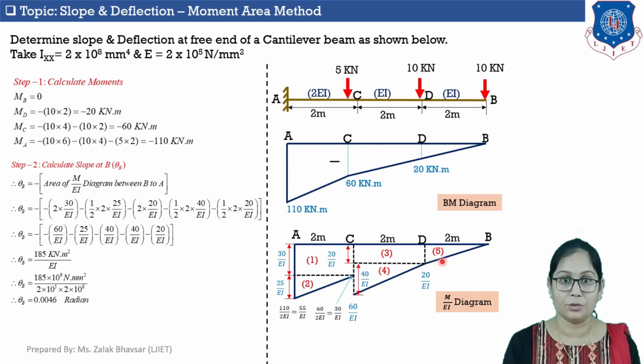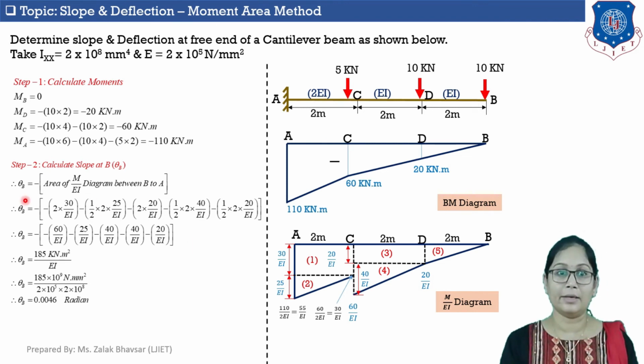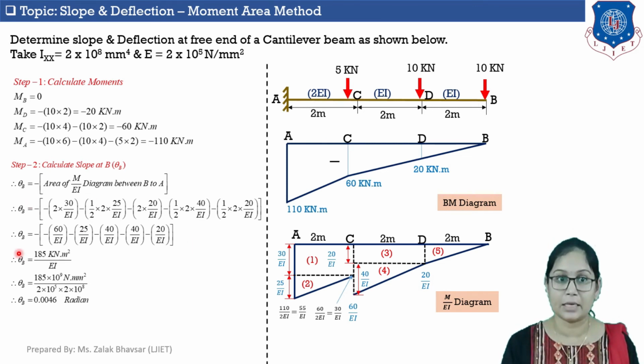So it will be equal to 1/2 into 2 meter is the base, and the height of this last triangle is 20 upon EI. So if I calculate, then I will get theta B is equal to, here, area of first shape is 60 upon EI. Area of second shape is 25 upon EI. Third shape is 40 upon EI. Fourth shape is 40 upon EI and fifth shape is 20 upon EI. Okay. So I am getting theta B is equal to 185 kilonewton into meter square upon EI.